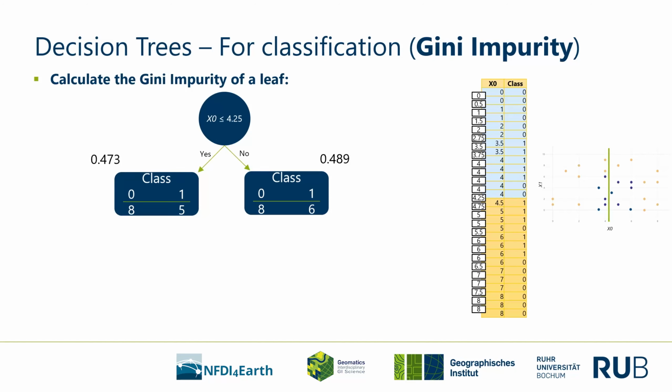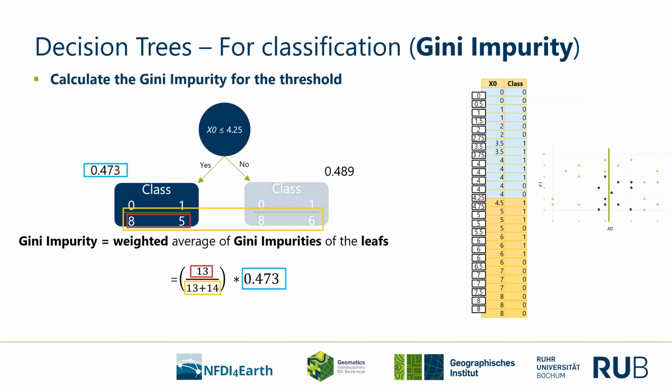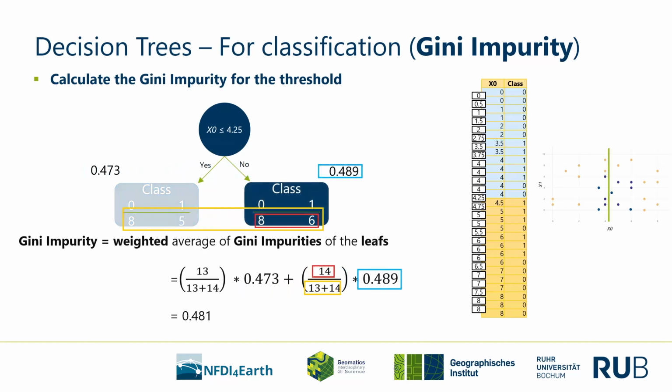The final Gini impurity of the threshold to be tested is the weighted average of the Gini impurities of the leaves. So, we take the sum of the observations in a leaf, divided by the sum of all observations, and multiply it by the previously calculated Gini impurity of the leaf. We repeat this with the right leaf and add the results to get the Gini impurity for the threshold 4.25.